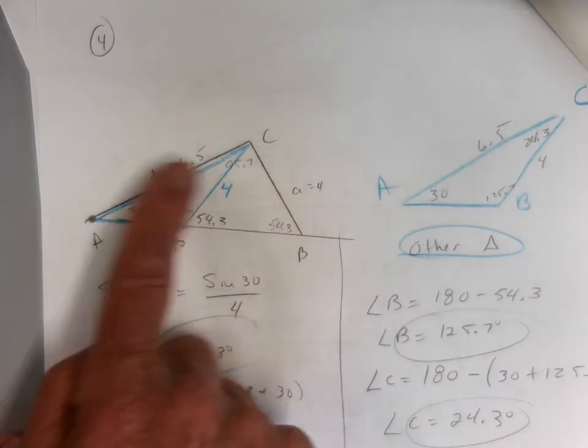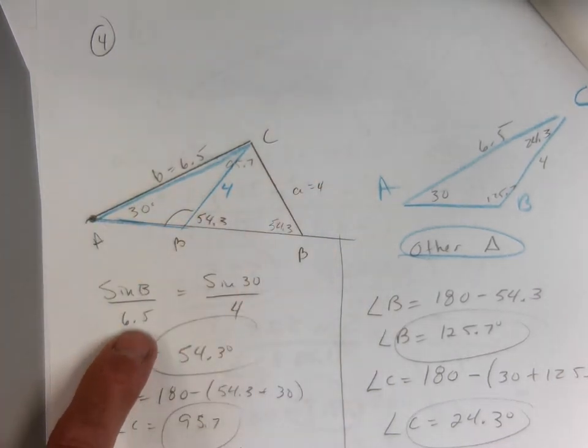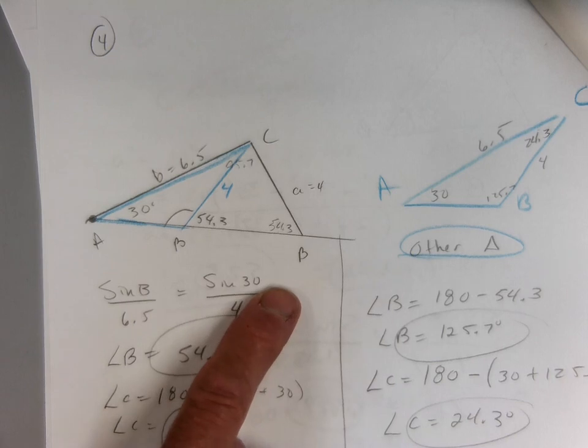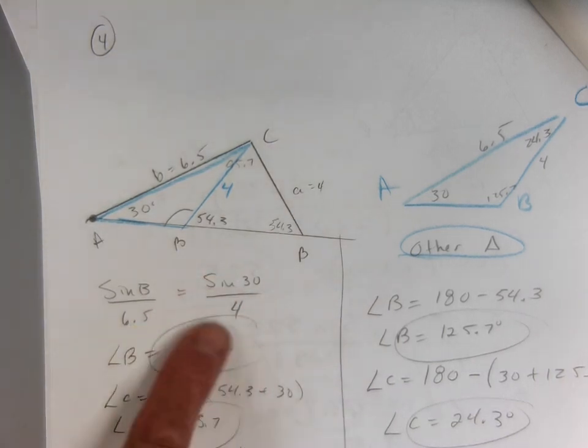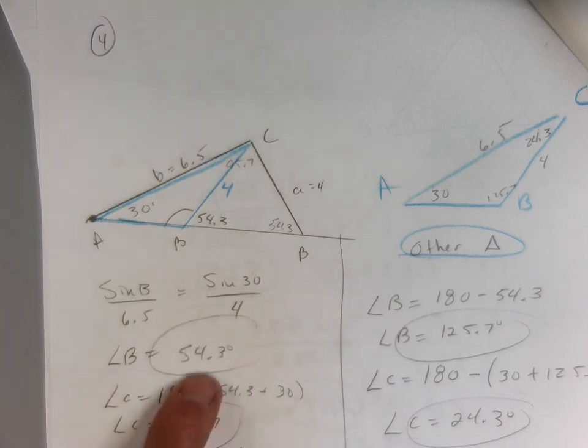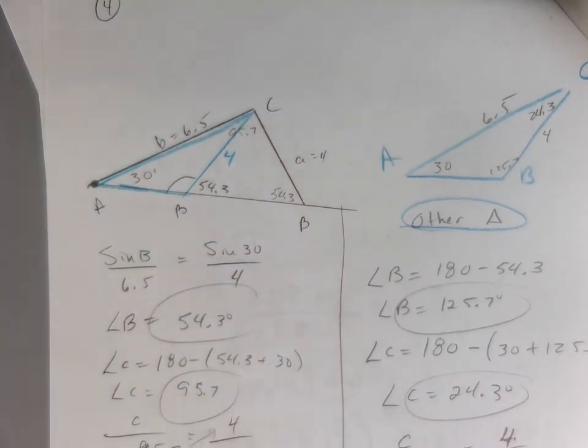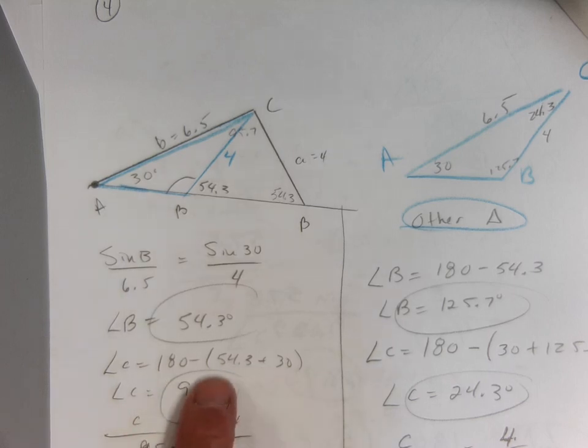I had a pair of opposites, so I did the law of sines: sine of B over 6.5 equals sine of 30 over 4, and then I multiplied up the 6.5. Yes, I got a decimal, so I took the sine inverse of that. I got 54.3. 180 degrees in a triangle, so I subtracted from 180 the two I knew.